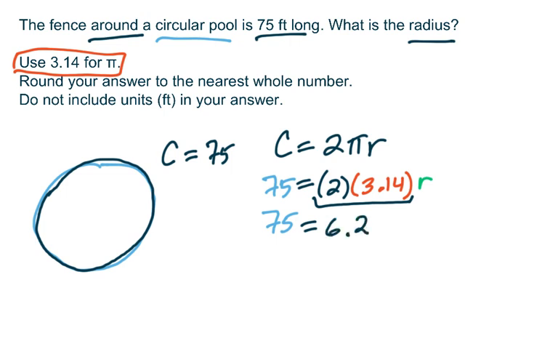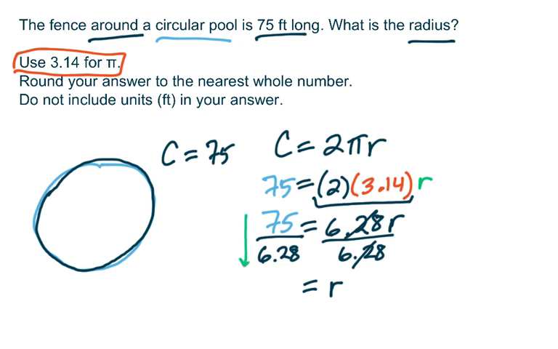So I'm going to multiply 2 times 3.14. That gives me 6.28, and then of course it's multiplied by the radius, the r. From here, I'm going to divide by 6.28 on both sides. I'll do this on both sides so that the equation remains in balance. 6.28 divided by 6.28 gives me a coefficient of 1 for the r. And on the left-hand side, I'm going to divide from top to bottom, just like we read.